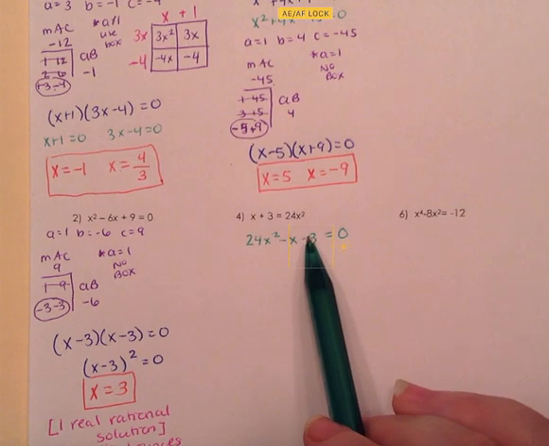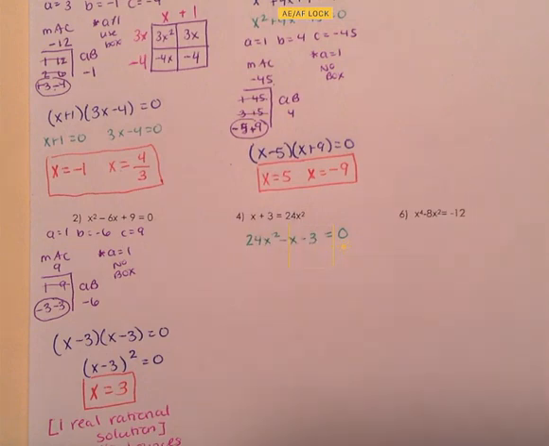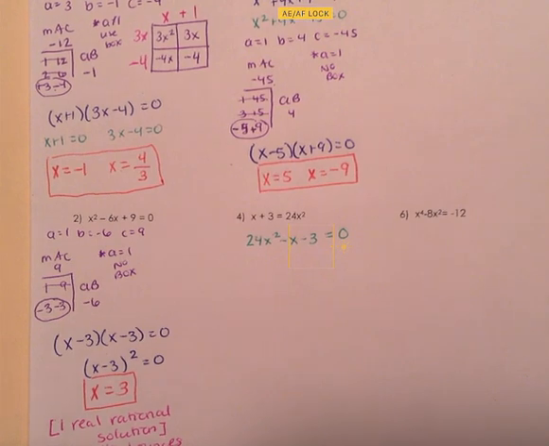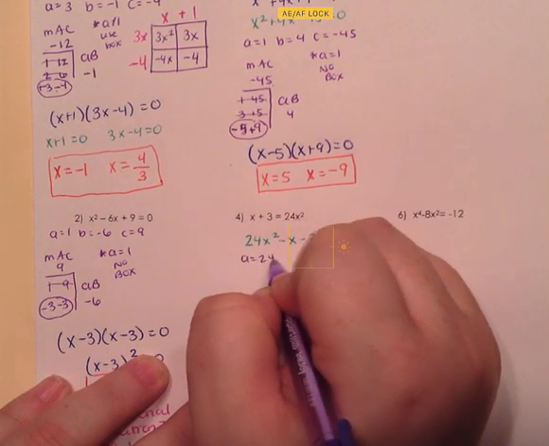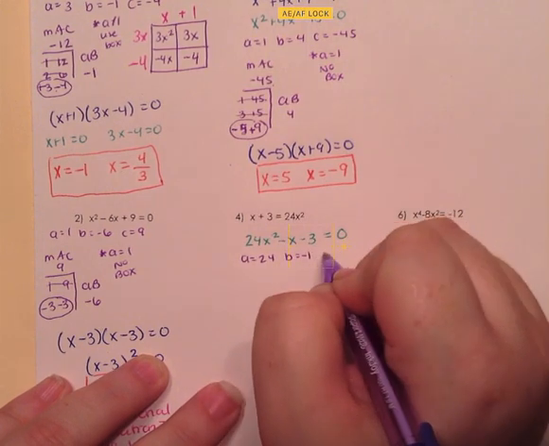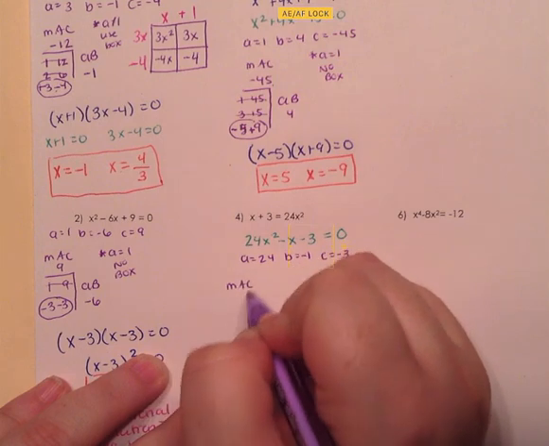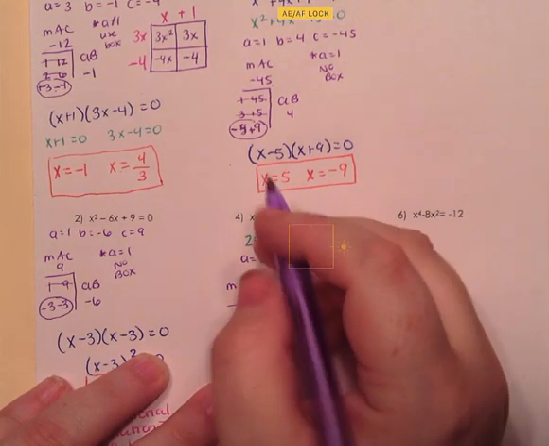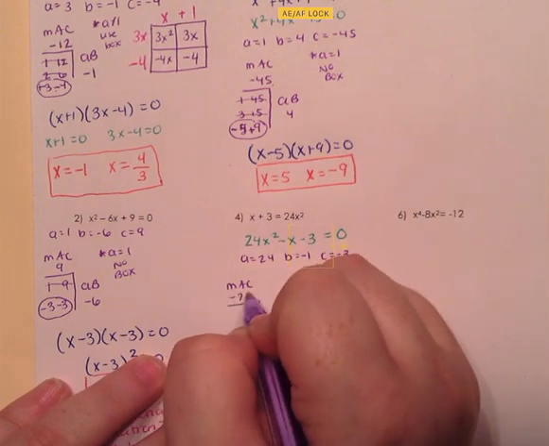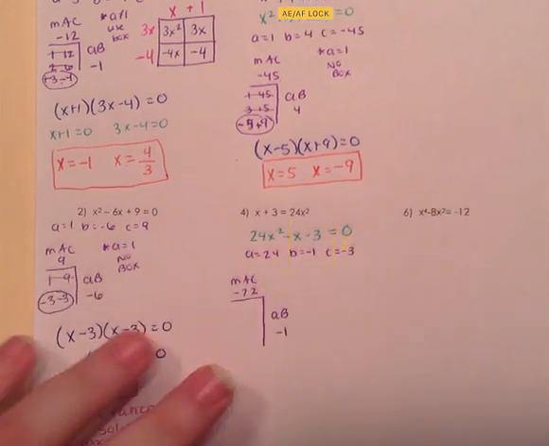Now that we have 3 terms, we need to factor. Our GCF is going to be a 1. Our 3 terms are going to be using MAC AB, so A equals 24, B equals negative 1, and C equals negative 3. MAC, AB. Our MAC is going to be a negative 72, 24 times negative 3, and our AB is negative 1.